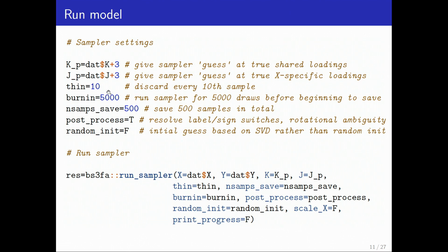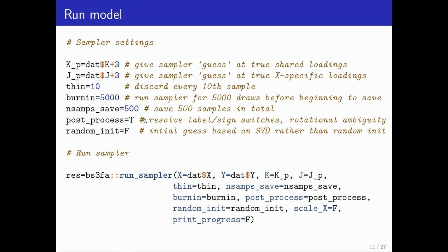Since we're Bayesians, we're running a sampler. I have a typo here. I say thin means to discard every 10th sample, but I meant to say keep every 10th sample. So we're just setting the model to run for 5,000 draws, and then we start saving, and we save 500 samples with every 10th sample kept.